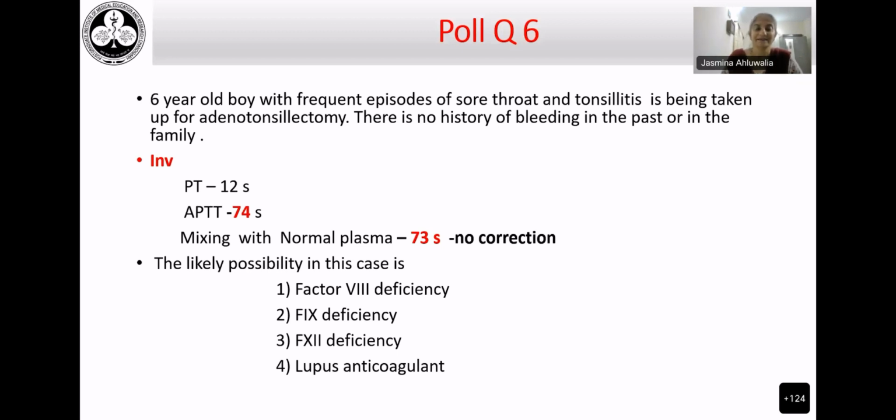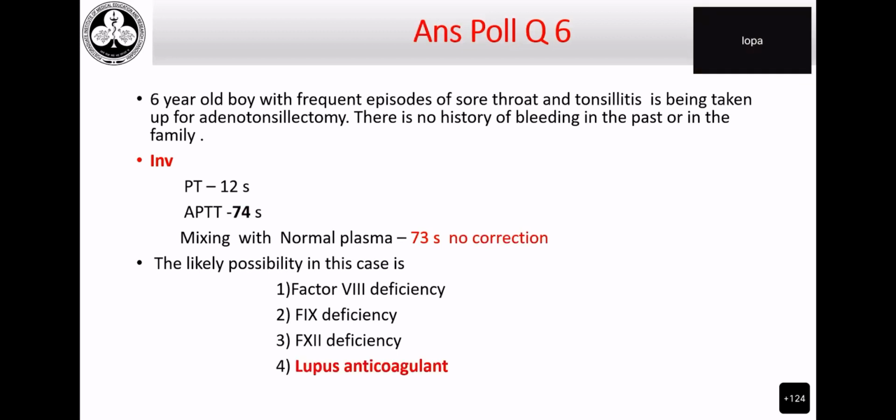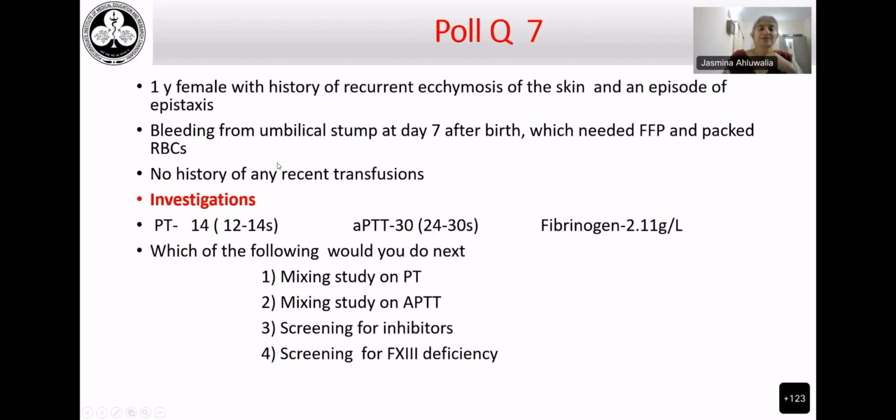Attendees have answered 4, ma'am. Lupus anticoagulant. That is absolutely the right answer, because we don't even need to look at the other possibilities, because we've already said that if there is no correction, that indicates that it's not a deficiency and there is likely to be an inhibitor. So though the APTT is prolonged in all these situations, the fact that there is no correction rules out a deficiency.